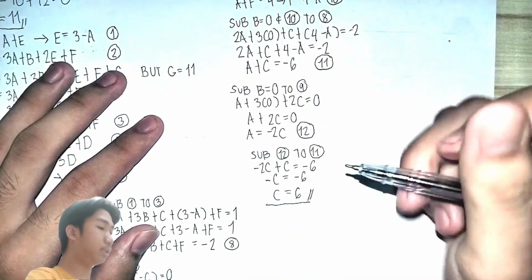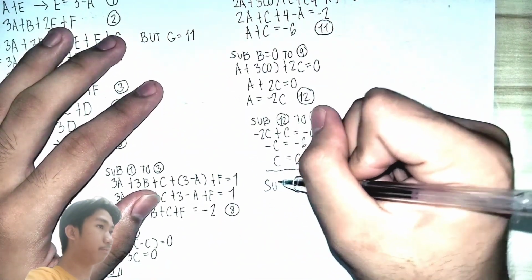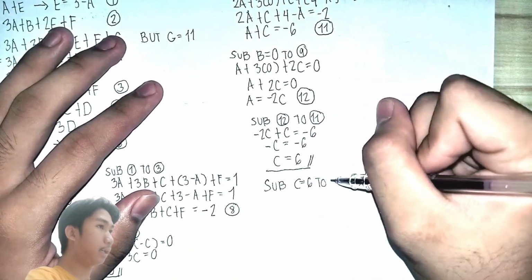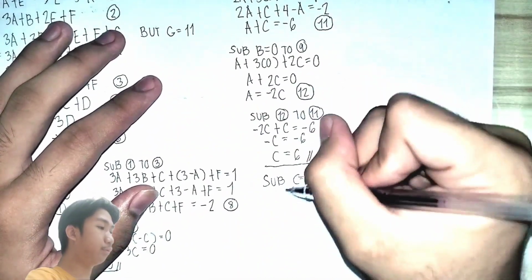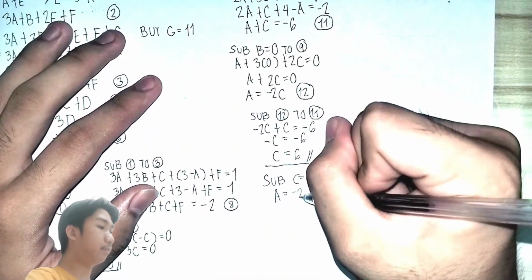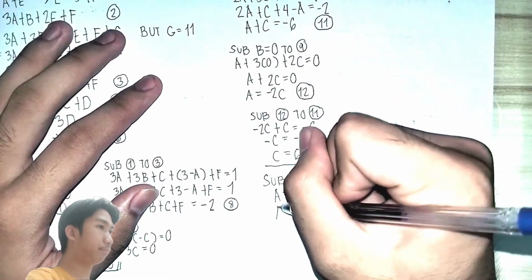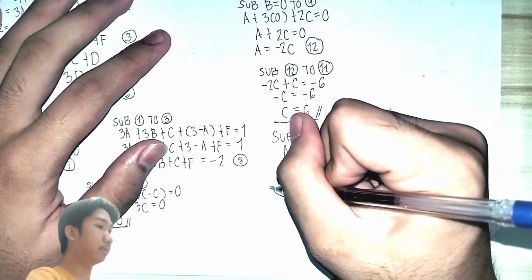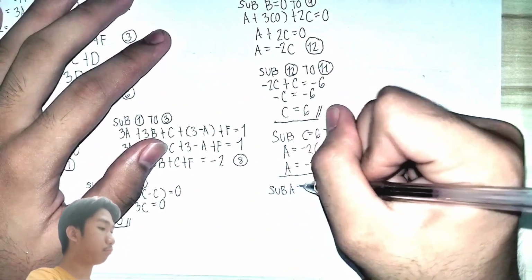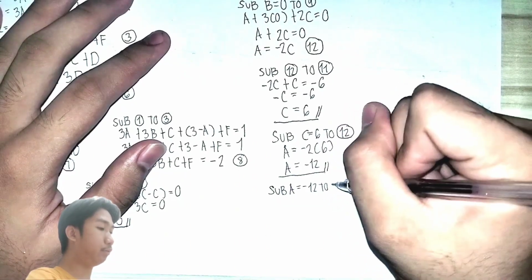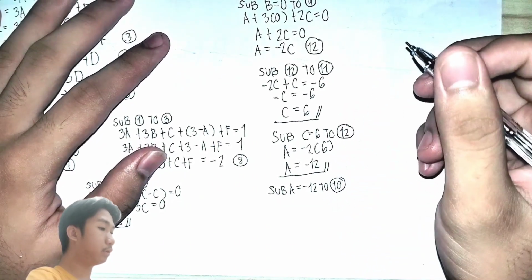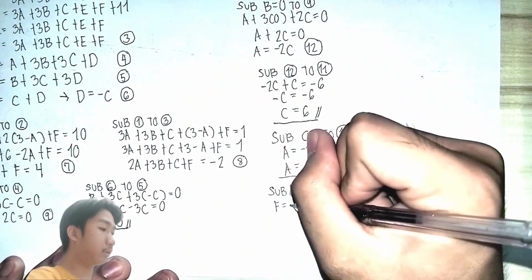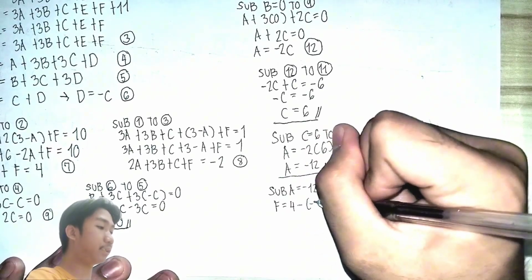Now, we substitute c is equal to 6 to equation 12. A is equal to negative 2 multiplied to 6. A now is equal to negative 12. We substitute the value of A to equation 10. That would be F is equal to 4 minus the quantity negative 12. That would be F is equal to 16.